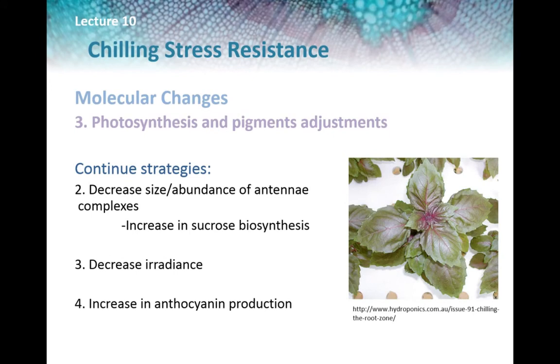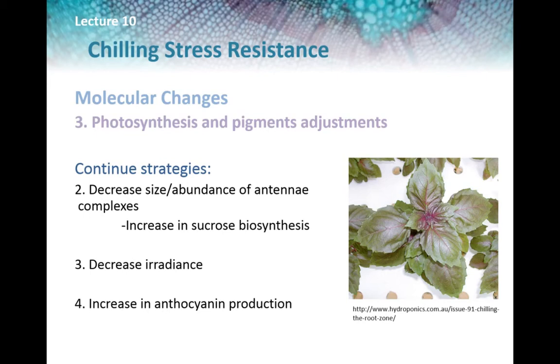Other strategies involve reducing the physical size and number of light harvesting complexes, which reduces the probability of light absorption. The third strategy is decreasing irradiance. This is of more than theoretical interest since plants can alter leaf and chloroplast orientation to limit interception of light energy. Finally, plants can decrease the effects of photostasis by accumulating anthocyanin pigments in the leaves and the stems of plants exposed to chilling.